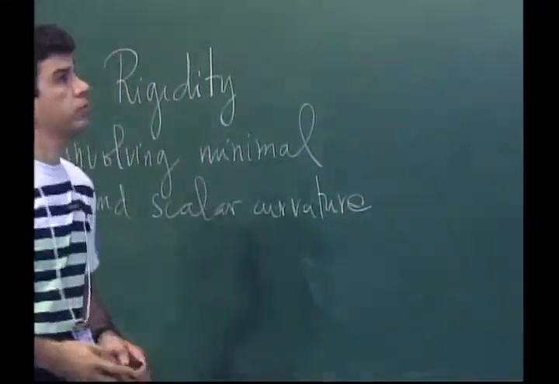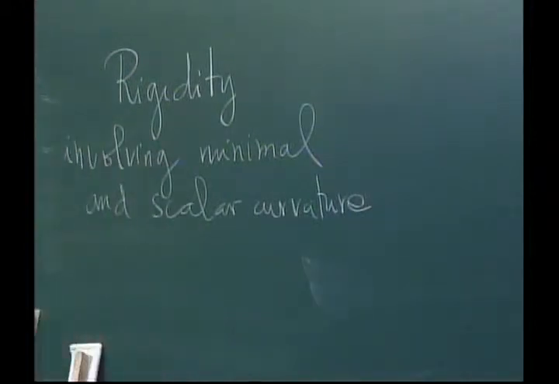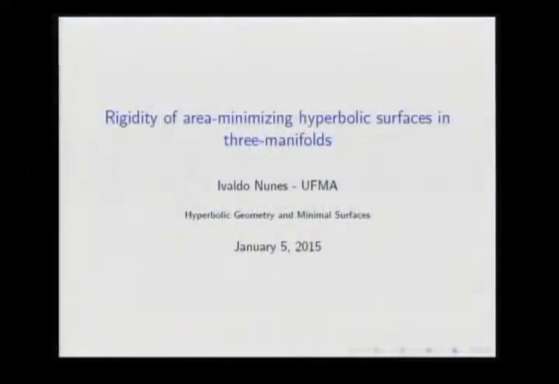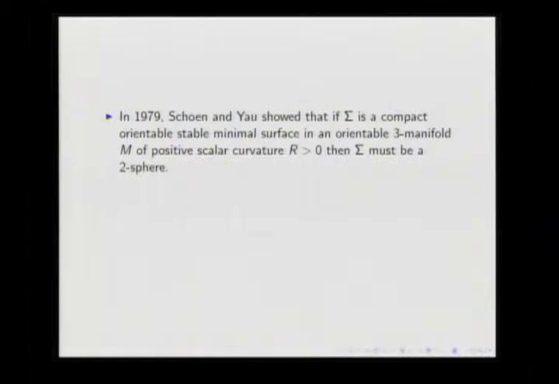Okay. If I'm not wrong, the first result relating these two things is a result due to Schoen and Yau in 79, where they proved, using the stability inequality, that the positive curvature of the ambient space gives an obstruction on the topology of a compact minimal surface. The minimal surface has to be a two-sphere, okay?